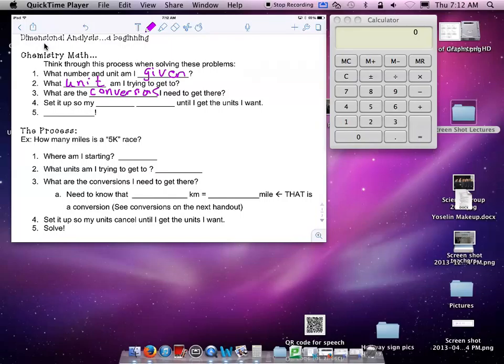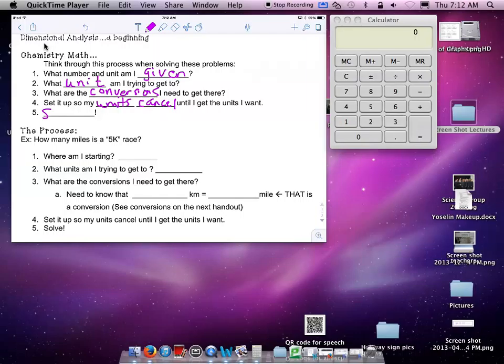And so after you know where you're starting and where you're going and what conversions you need, the next thing is that you set up your problem so that your units cancel. And that's using your math knowledge that if you divide by the same thing, like 2 divided by 2, the 2's cancel out, or x divided by x, the x's cancel out. So that's what we mean by setting it up so that your units cancel.